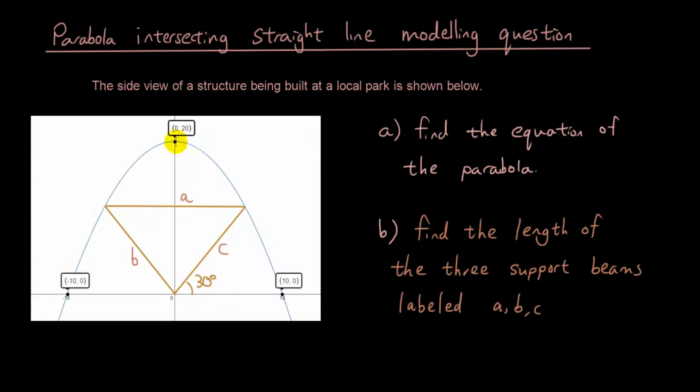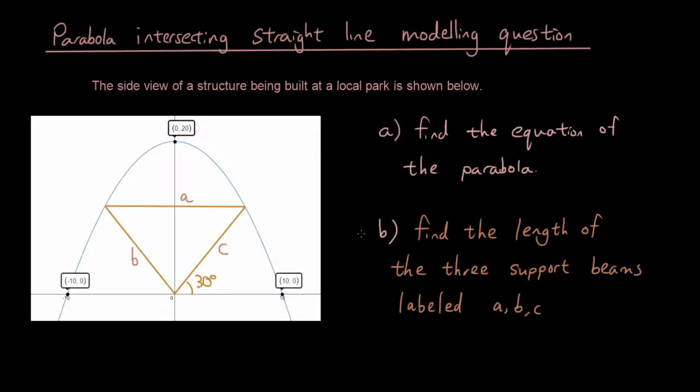Now on the parabola you're given 3 points. You're given the vertex, the turning point, and you're given the x-intercepts. And the first part of the question, you are to find the equation of the parabola. Once you find the equation of the parabola, then we can go ahead and find the length of the three straight lines. So let's do the equation of the parabola first. Actually, I'll let you guys work it out first. Once you're done, then come back and have a look at how I've worked it out.